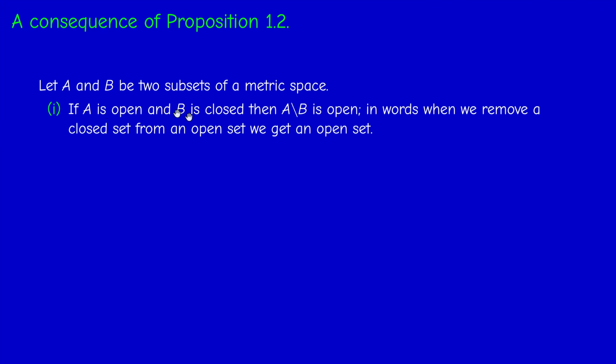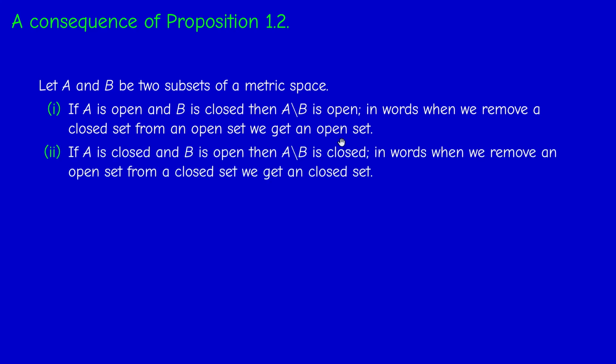if A is open and B is closed, then A without B is open. So in words, when we remove a closed set from an open set, we get an open set. And if A is closed and B is open, then A without B is closed. We don't need actually to have B contained in A. Because A without B is by definition the set of elements in A which are not in B. So it's A intersected with the complement of B.